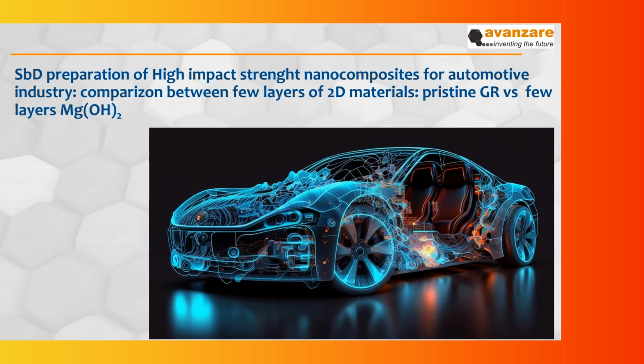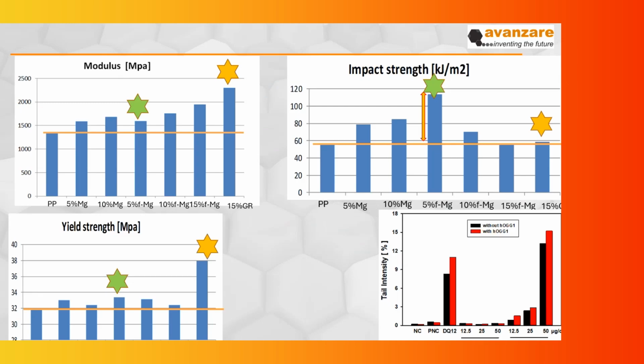Also, another example is the SbD preparation of high impact nanocomposites, also oriented to automotive. And we have compared pristine graphene with another 2D material, very few layers of magnesium hydroxide, which is a graphenoid material. And we have detected a drastic improvement in the impact resistance, which is one of the main objectives in the automotive industry, with a negligible effect compared with the unfunctionalized graphene material, even in release and also in the exposure of this material. For that, we have a material that has similar or even better performance with minimal effects in the testing compared with that.